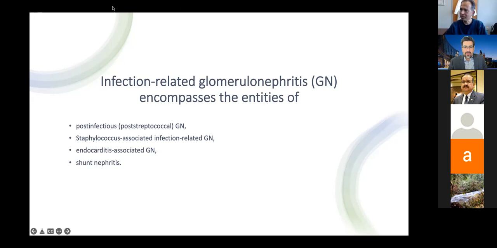When we talk about infection-related glomerulonephritis, we're talking about bacterial infection-related glomerulonephritis. There are four conditions more commonly, and we're going to talk about them. One of them is post-streptococcus GN. The other one is Staphylococcus-associated infection-related GN. That is mainly a disease of adults, and which we see, but again, luckily, it's not very common. But we have more knowledge of it in the last couple of decades. Before that, it was not much described. And then we have endocarditis-associated GN, and then shunt nephritis.